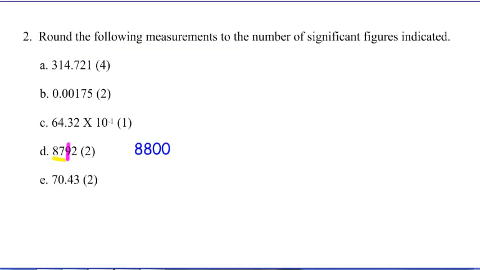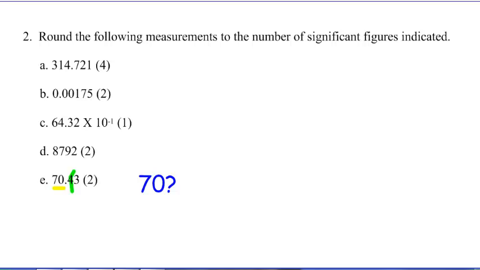Try the next examples on your own. Pause this until you're finished. In letter D, you should underline the 8 and the 7. Recognize that the 9 is big enough to bump the 7 up to an 8, and that you needed those 2 zeros at the end so that you weren't just saying that 8,792 rounds to 88, it rounds to 8,800.